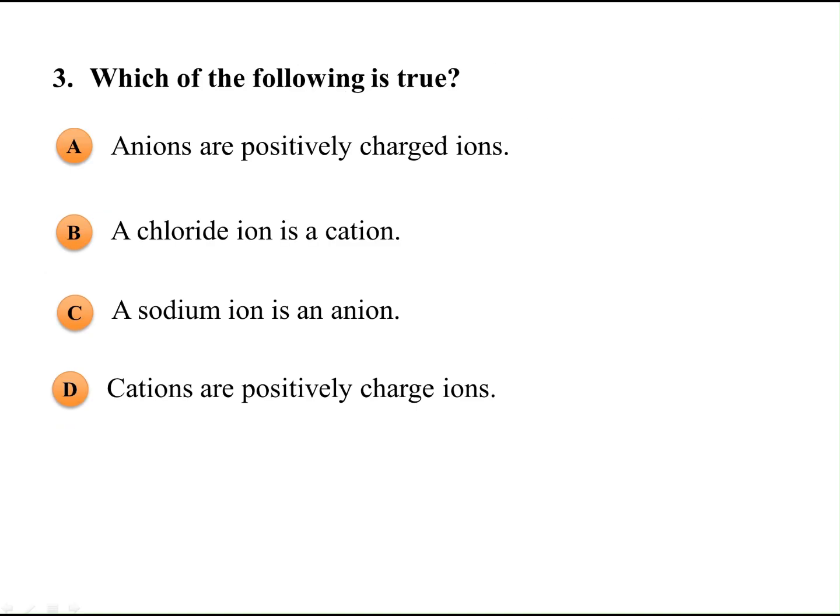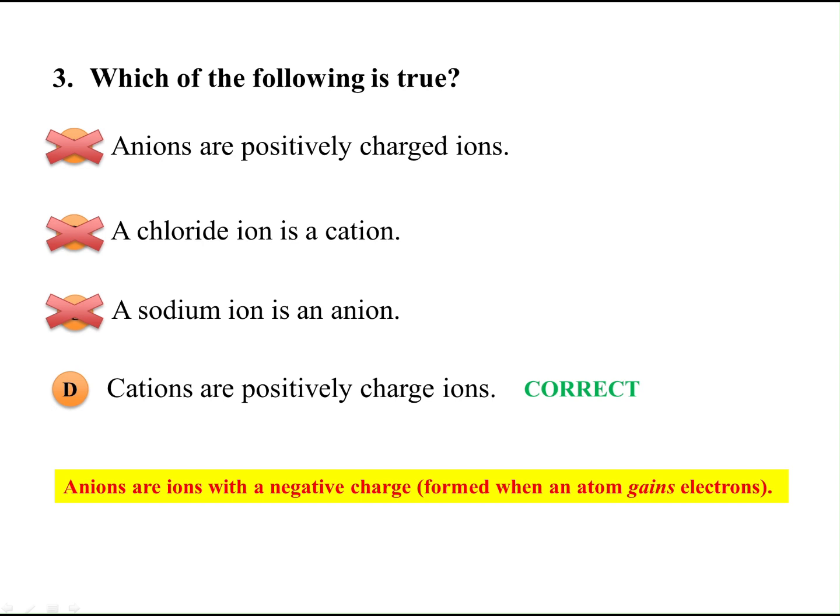Which of the following is true? Of course, the answer is D. Positive charges are cations and negative charges are anions.